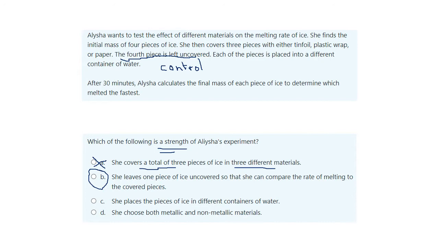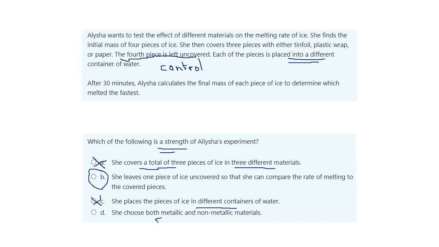C, she places the ice in different containers of water, in different containers. This is again a weakness. Different containers of water may have different properties. They might be slightly different temperatures. They might be bigger or smaller. They might be in the sunshine or not in the sunshine. There might be different things in these containers that could increase or decrease the rate of melting. So that is also a weakness.